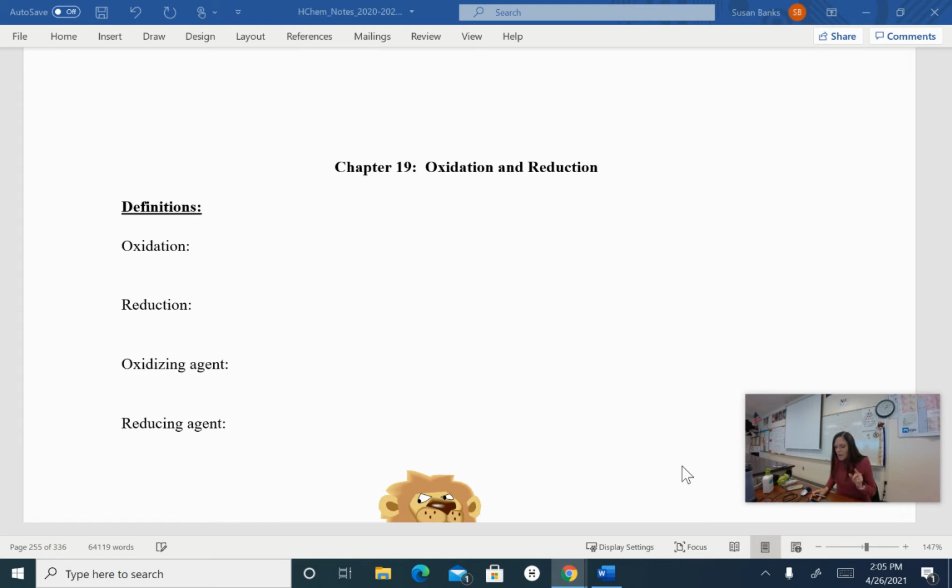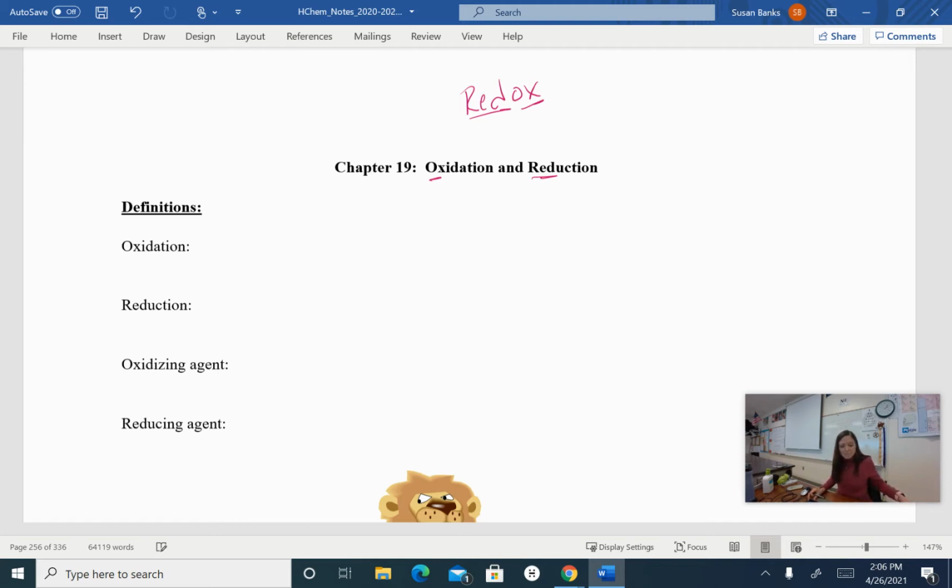Okay, so oxidation and reduction. A lot of chemists don't call it oxidation and reduction because it's really, really long and cumbersome. A lot of chemists will call this redox. And we get the red or the re from reduction, and we got the ox from oxidation. So if I say, hey, we're doing redox, you know that we're doing oxidation and reduction, okay?